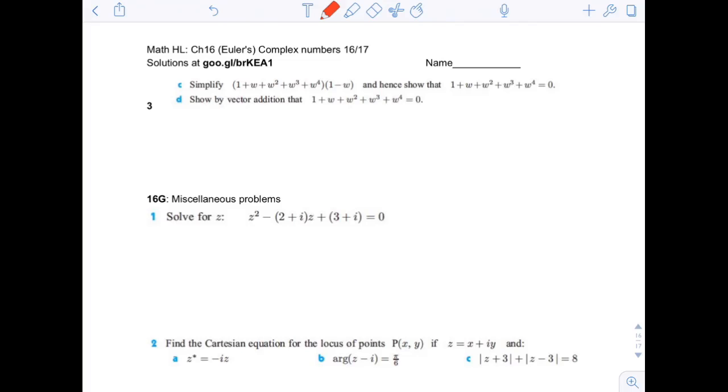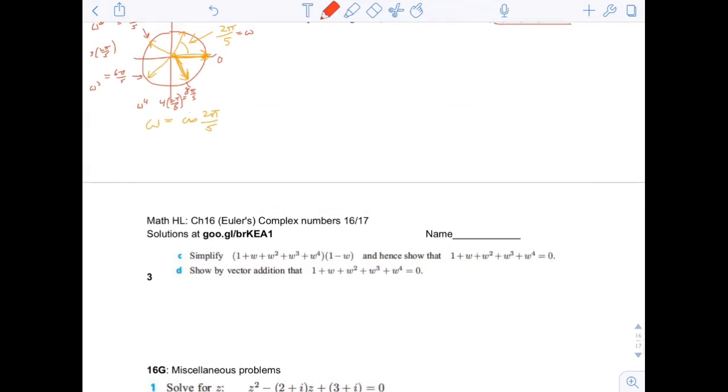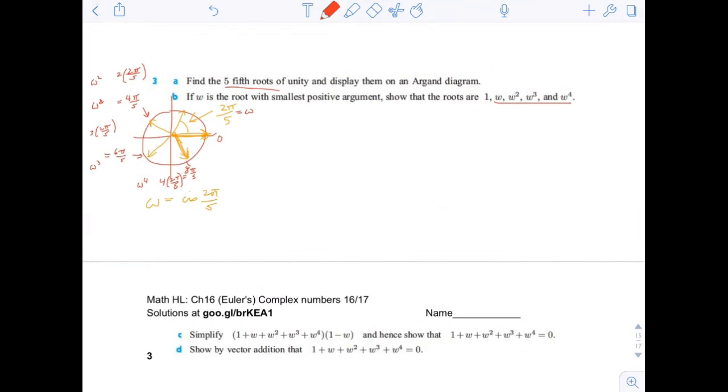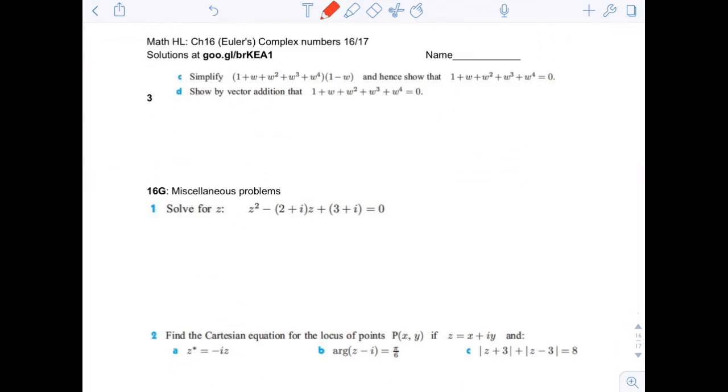Page 16 of Chapter 16, Euler's Complex Numbers of MathHL. So we're continuing the problem that we just did on the last page, where we found the fifth roots of unity and displayed them on our Argand diagram, and we showed that the roots are 1, omega, omega squared, omega cubed, and omega to the fourth. Now, part C says to simplify this polynomial.